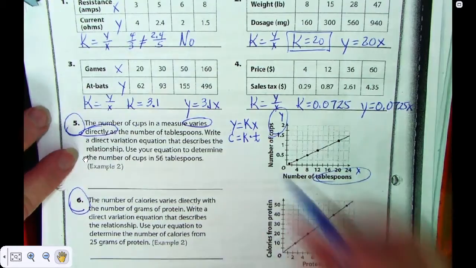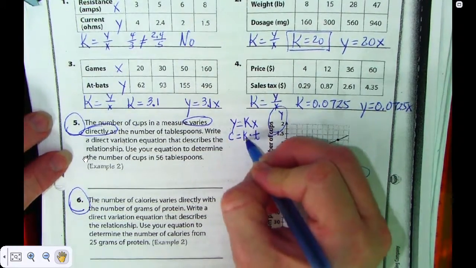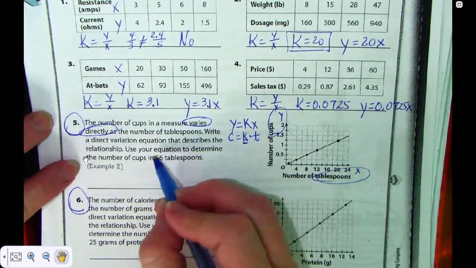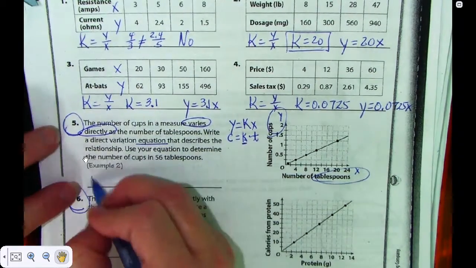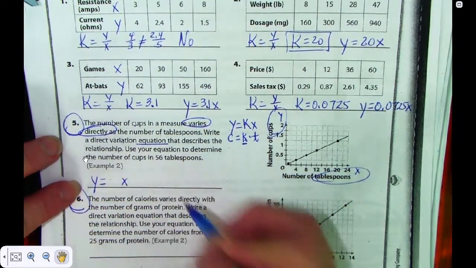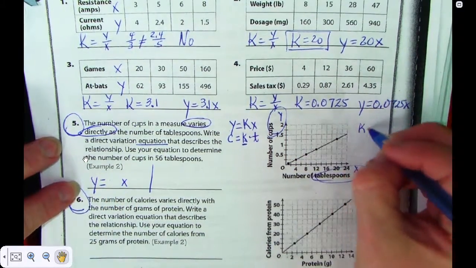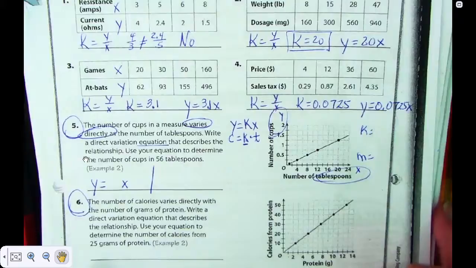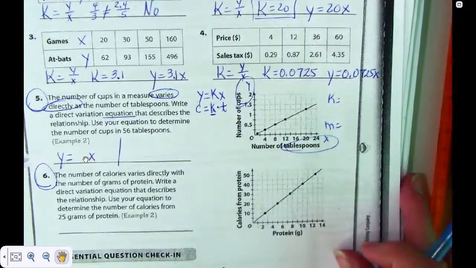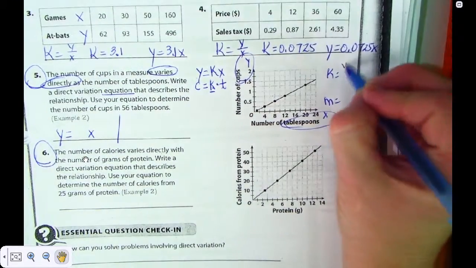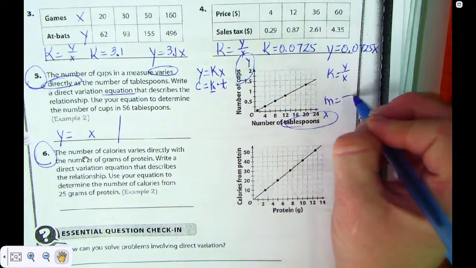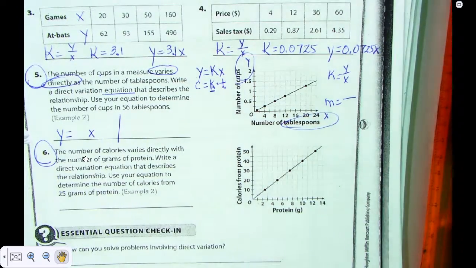Okay? So we've got to go find K. They want a direct variation equation. That means they want to know Y equals what X. That's what they want to know. So we're going to go find K, and there's 2 ways to find K. We can find K by dividing Y over X, or we can get the slope, rise over run. You don't have to do both, but you have to do one.